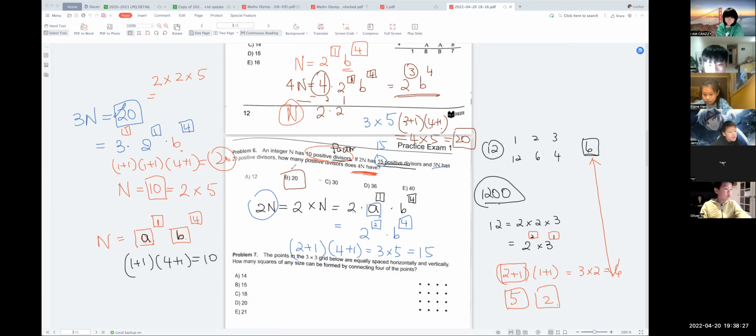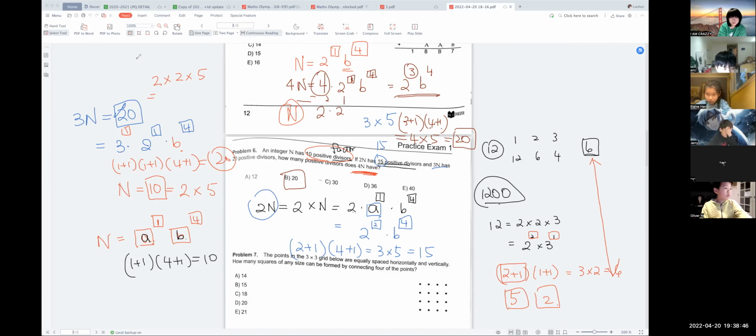Wait, that doesn't make sense. If 3n equals 20, how does 4n equal 20? Yeah, because 3n and 4n have different factors. For instance, I'm just giving an example. Like 2 and 3 have different factors.